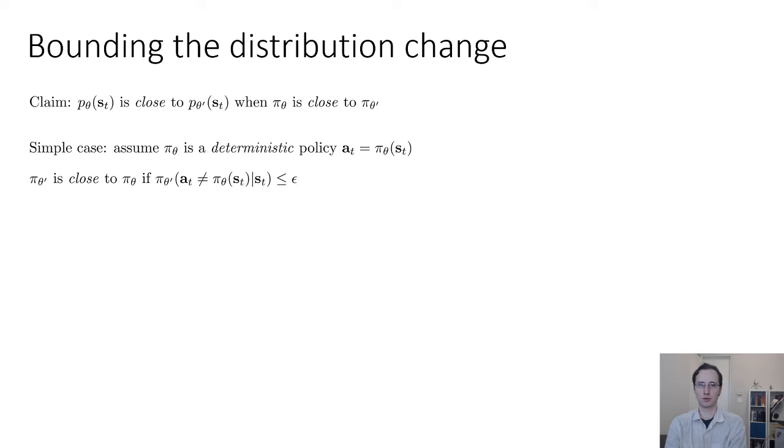So in this case, what we're going to try to show is that the state marginals for theta and theta prime are close if pi theta prime is close to pi theta. Now, pi theta prime is not necessarily deterministic, and the way that we define close is that the probability that pi theta prime assigns to any action that is not the action that pi theta would have taken is less than or equal to epsilon. Essentially, there's a bounded probability that pi theta prime does something different.